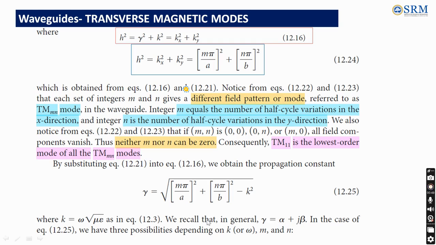So we have three possibilities, depending on the value of k, or we can say omega, and the m and n values. These only will dictate the k value. Depending on this, we have three different possibilities that we will see in the upcoming session.